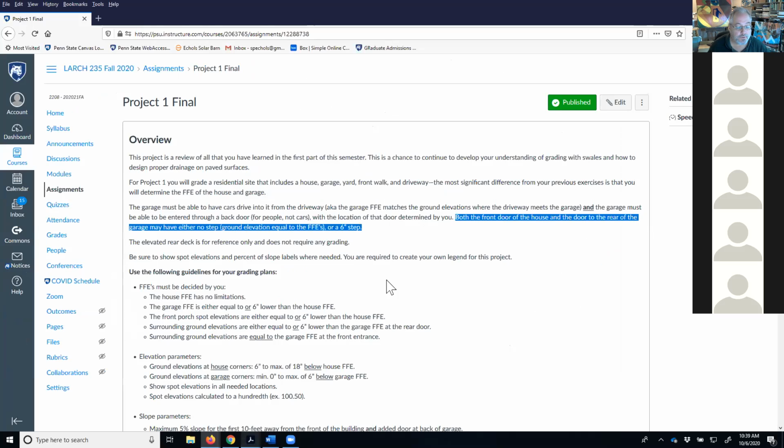That's showing up on your screen now? Hello, hello. Yes. Okay. There. And also you'll see the note here about the elevated deck: it's for reference only, and doesn't require any grading. Yeah, reading this thing is not fun. I'm fully aware.